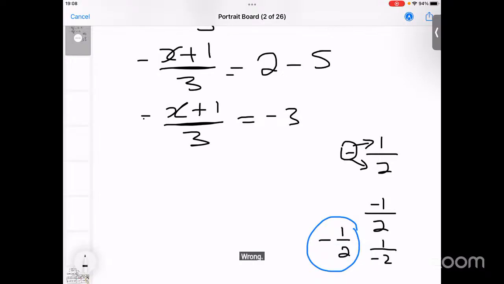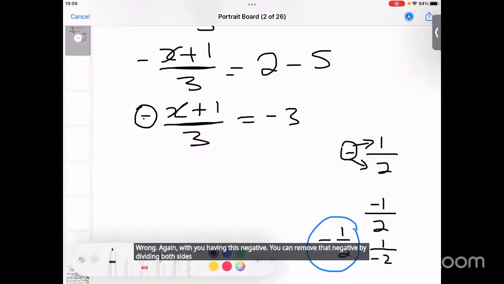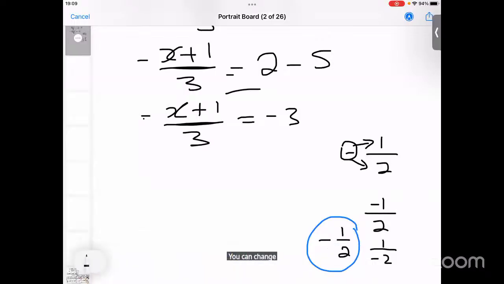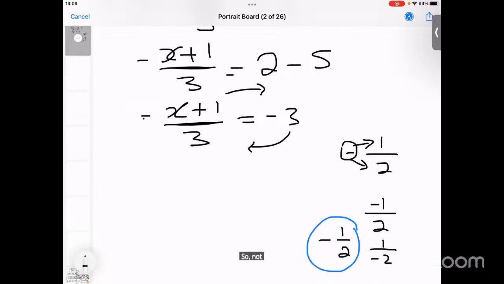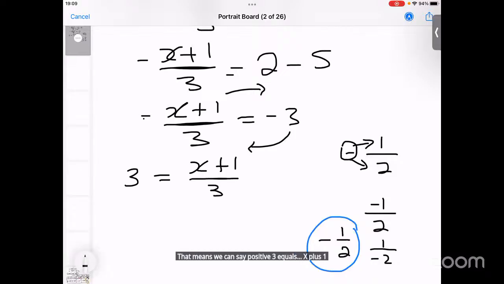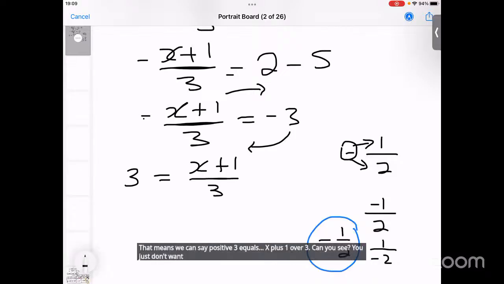Again, with you having this negative, you can remove that negative by dividing both sides by that negative. Otherwise, you can change the position, take the whole of that fraction to the other side, change that to the other side. So not necessarily in this type of problem, but with any, that means you can say positive 3 equals x plus 1 over 3. Can you see? You just don't want to be dealing with the negatives.